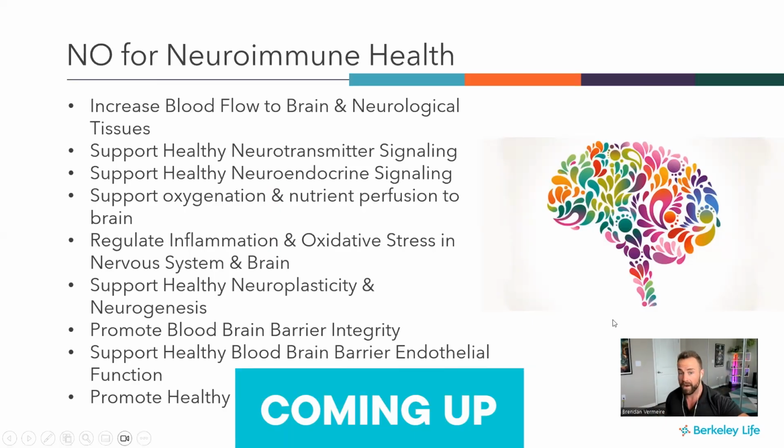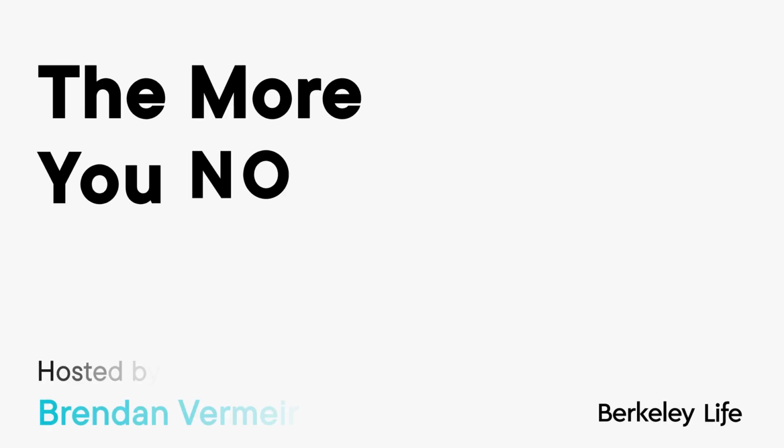And nitric oxide also plays a critical role in neural stem cell maturation and integration of these new neurons into existing circuitry. So nitric oxide is a key player in neurogenesis and neuroplasticity.